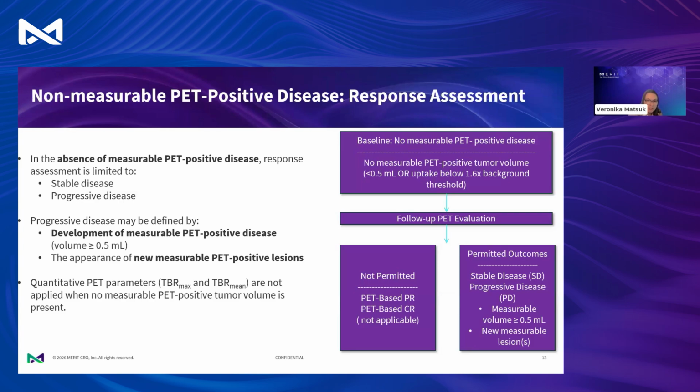And for a trial audience, the value of this rule is that it can prevent overcalling response when there is insufficient measurable metabolic disease at baseline to support it. It also means that baseline classification has a direct effect on how informative PET can be later on in the study. And that's a relevant consideration when determining the eligibility criteria and the primary endpoint definitions.